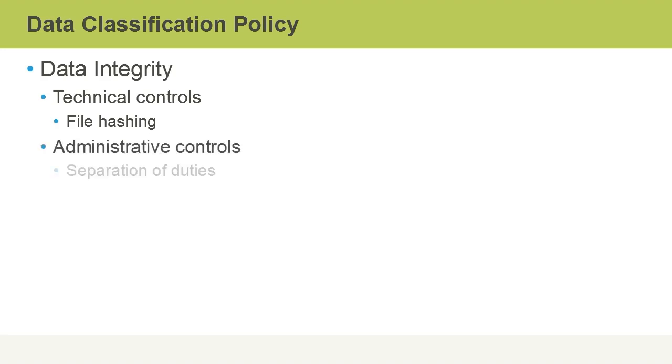Administrative controls, including things like separation of duties, can also assure data integrity or business process integrity. Separation of duties ensures that no single person has control of an entire business process from beginning to end, especially as it relates to IT and security.